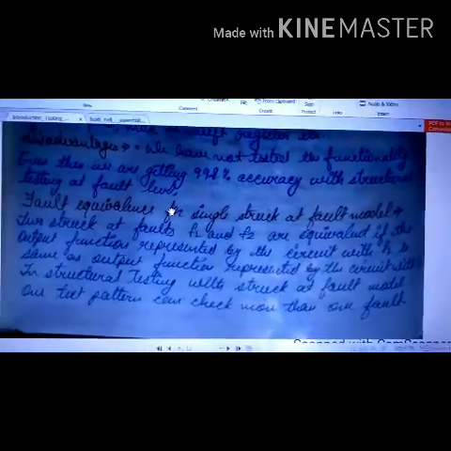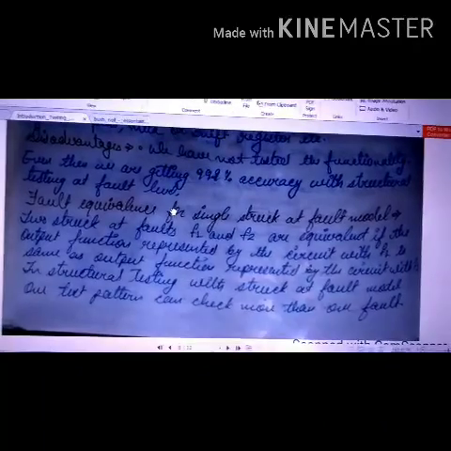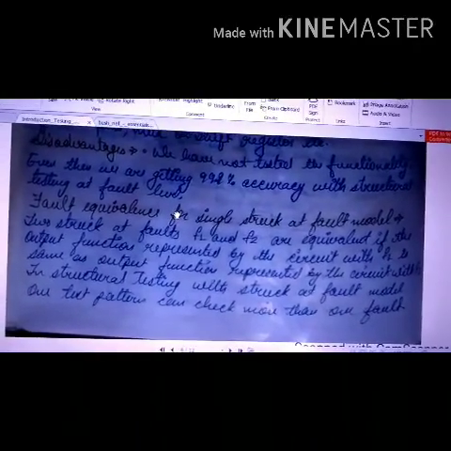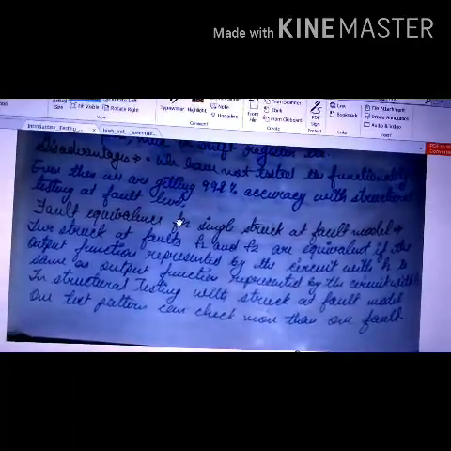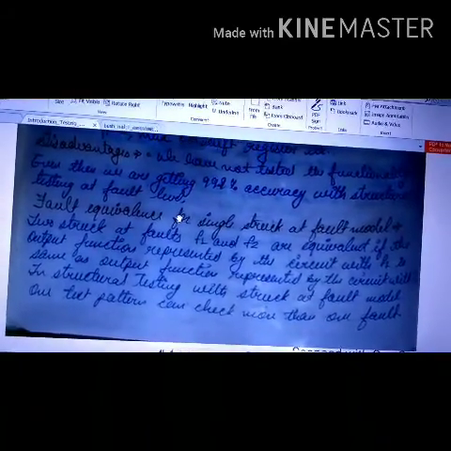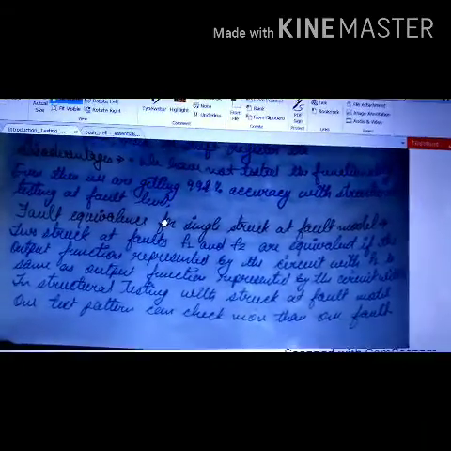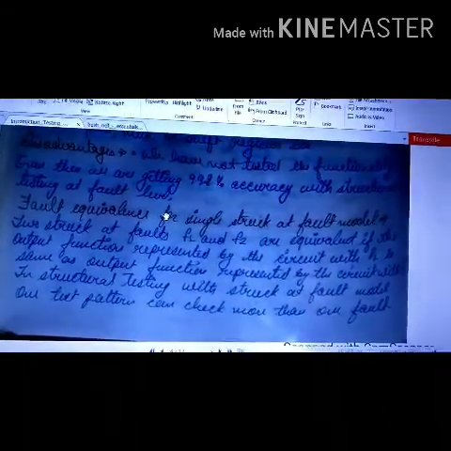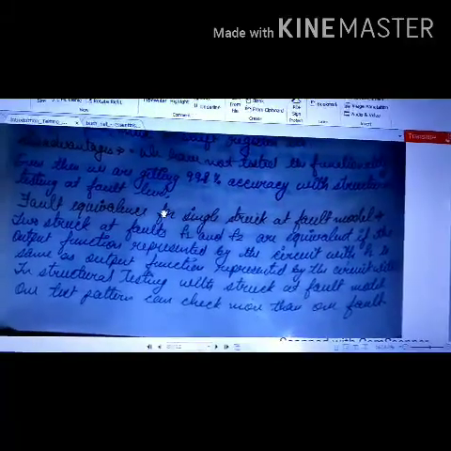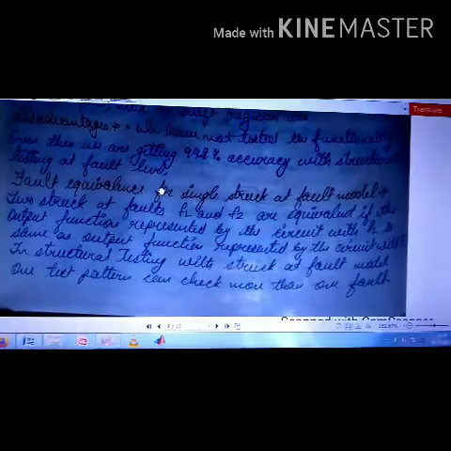This means let us assume that there are two faults in the circuit, F1 and F2. Now I will check the output of the circuit with respect to F1 and see what the output is. Then I will check the output of the circuit with respect to F2 and look at the output. If the output after F1 and F2 faults are the same, then both the faults are called equivalent faults.